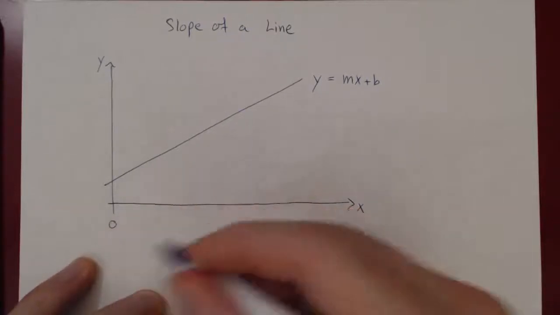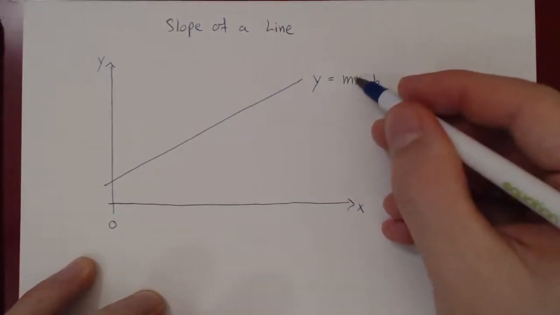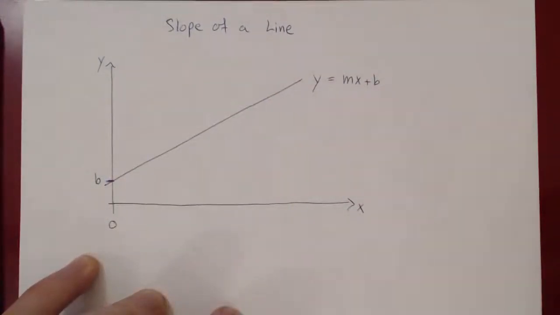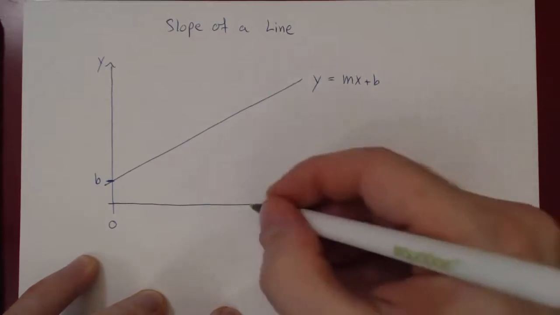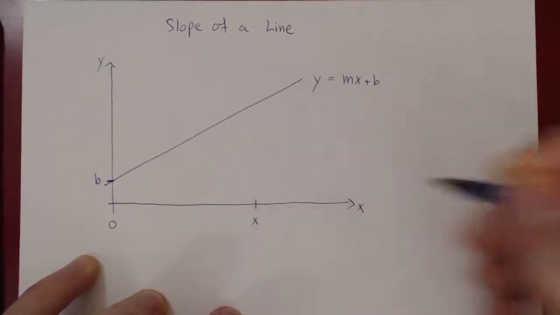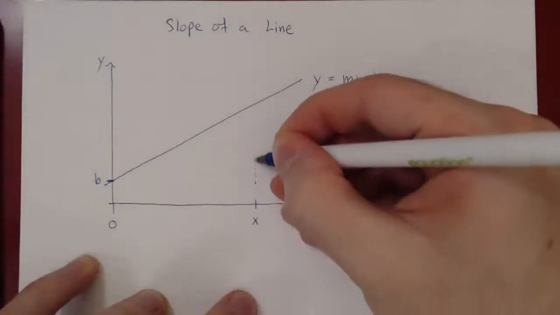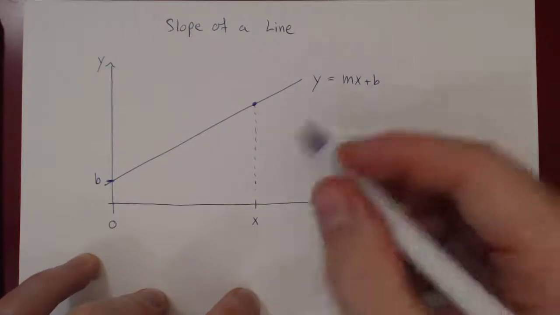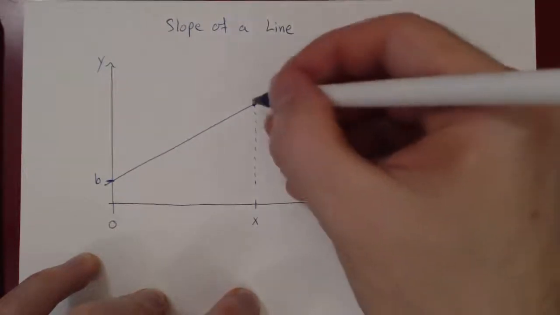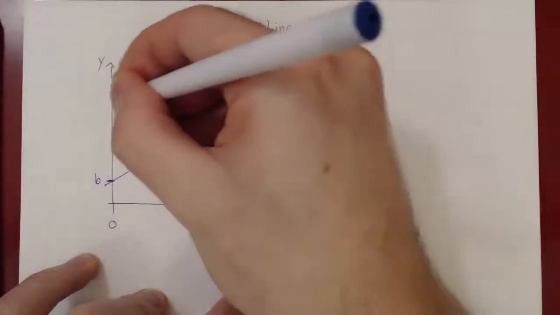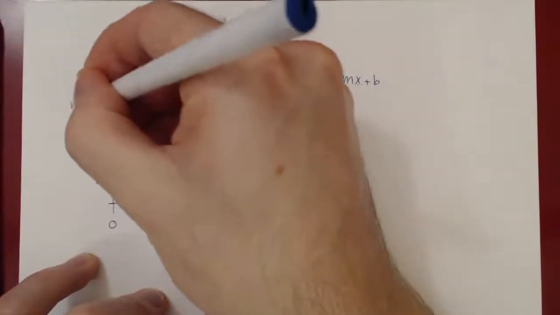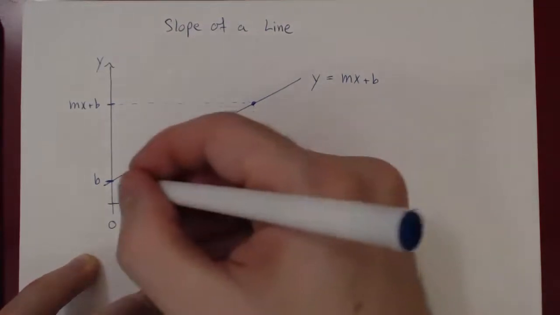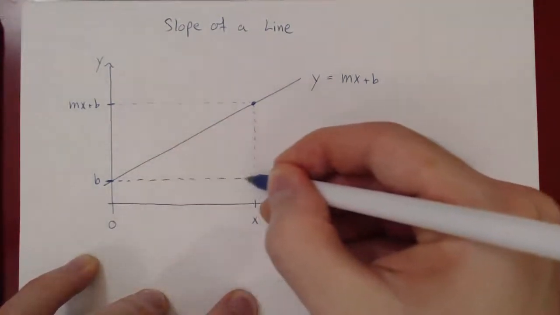When x equals 0, m times 0 is equal to 0, and so y is simply equal to b. Let's take any other x value along the x-axis and take the corresponding point on the line. Well, for any given x, y is mx plus b. So the corresponding y value is mx plus b. If you remember, the slope of a line is the change in y over the change in x.